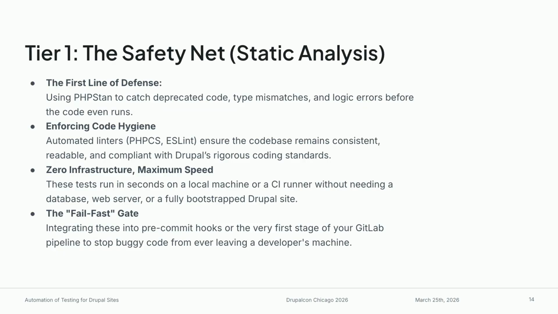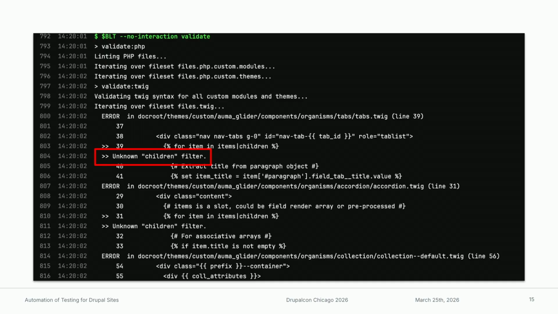You can run them early in the process. They're quick, they're fast, and as an example, here is quickly spotting that you're using a filter in your Twig file that is not declared or that your system doesn't know about. There's no need to deploy that. It can be caught very, very early.